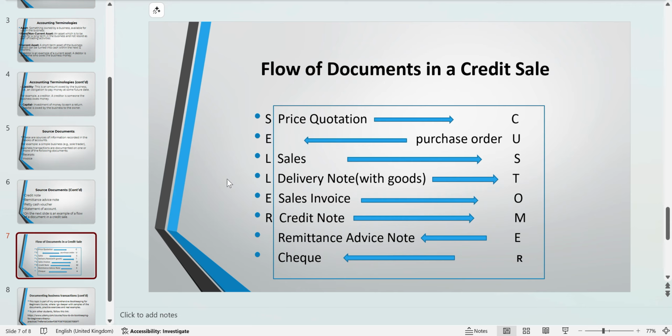The credit note comes when the customer is dissatisfied, not happy about some part of the goods or all of the goods that were sent to them, or maybe there are damages in transit. The customer will receive a credit note from the seller or supplier, and then the customer will send a remittance advice, maybe with a check, to the seller, advising on what they are paying. So you see the remittance advice goes from the customer to the supplier, and the check also goes from the customer to the seller.